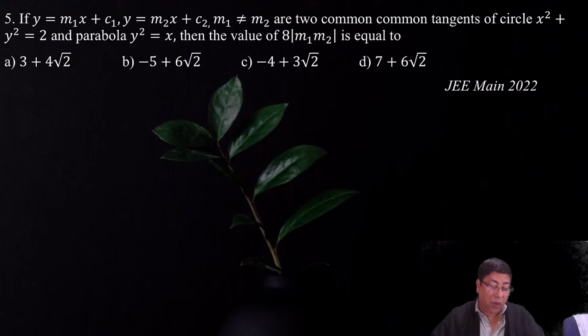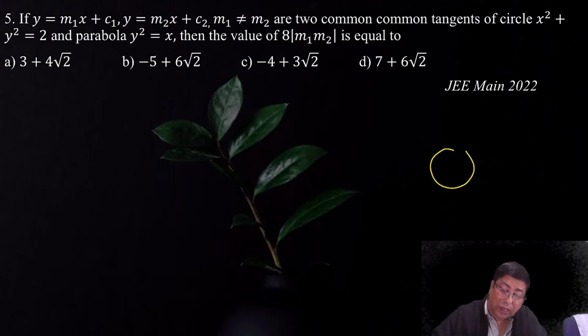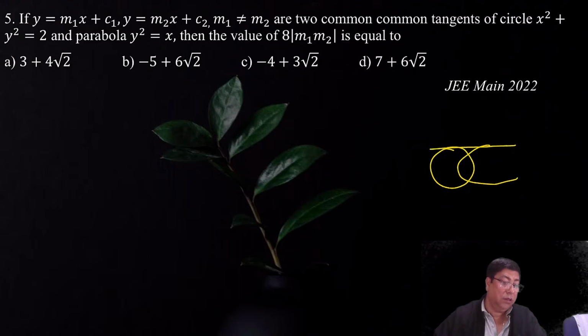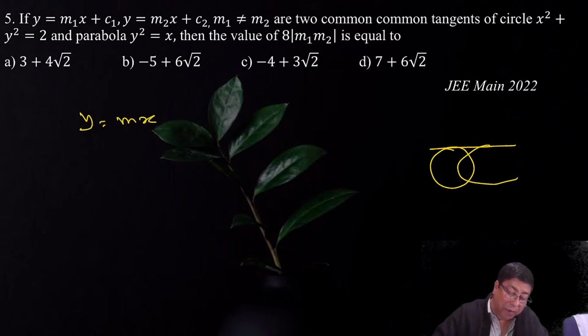If y equal to m1x plus c1 and y equal to m2x plus c2 are the two common tangents of the circle and the parabola, then the value of 8 mod m1 m2 is equal to. How to solve this sum? So one is the circle and one is the parabola. Their common tangent is this. So let's get the common tangent for the parabola: y equal to mx plus a by m, in this case 1 by 4m.